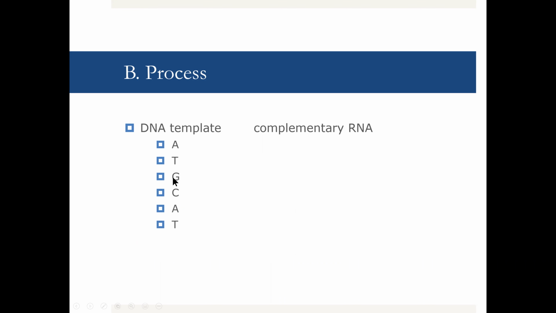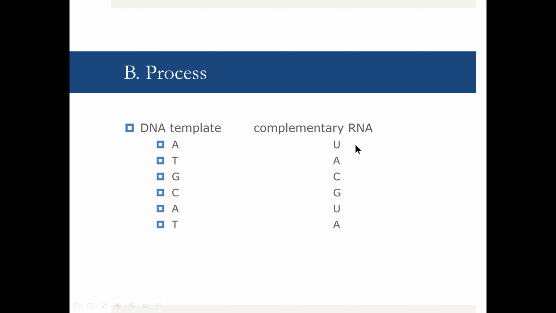A G here. So G and C are the same in RNA and DNA. So we have a G here, so we'd have C there. We have C there. We have a G there. We have an A there. Remember, RNA does not have a T, so we'd have a U there. We have a T there, and we'd have an A there, okay?